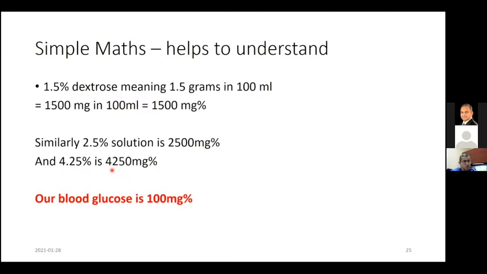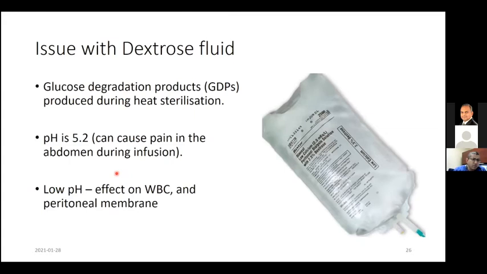Okay, now coming to dextrose. The most commonly used is Dianeal, which is from Baxter, okay? You can see this is a bag, which has come over a lot of generations, like 20, 30, 40, 50 years. They used to be marketed in glass bottles, and then we got this, and from the late 1970s we started using plastic bags.